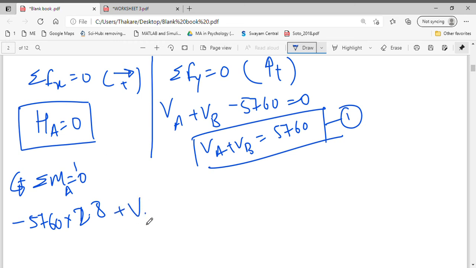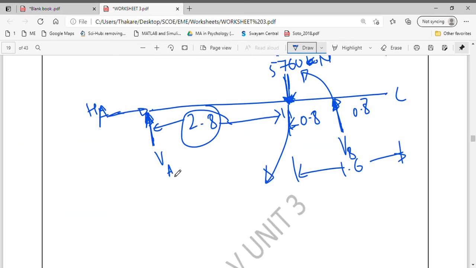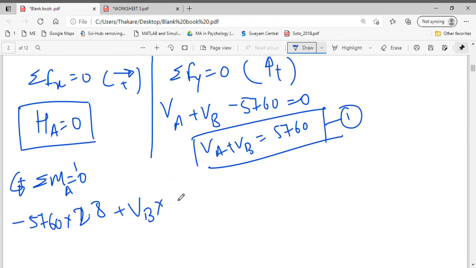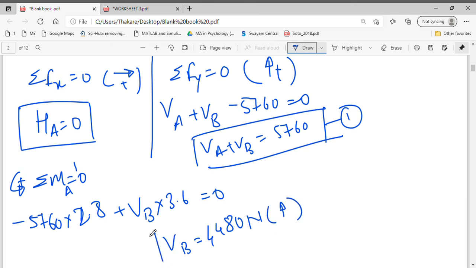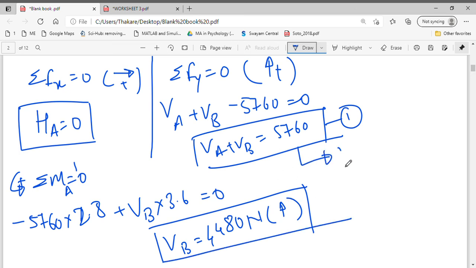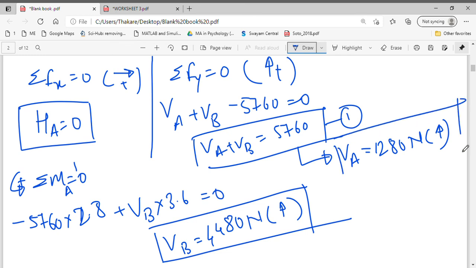So plus VB into the perpendicular distance up to point B, which is 2.8 plus 0.8. It will be 3.6, and equals 0. On solving this, we get VB equals 4480 newtons, and since it is positive, that means it is in the upward direction. Substituting this value in equation 1, we get VA equals 1280 newtons, again acting in the upward direction.